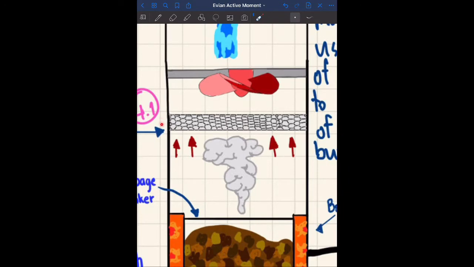This carbon nanotube will catch those small particles from the combustion and place those small particles inside the carbon nanotube.